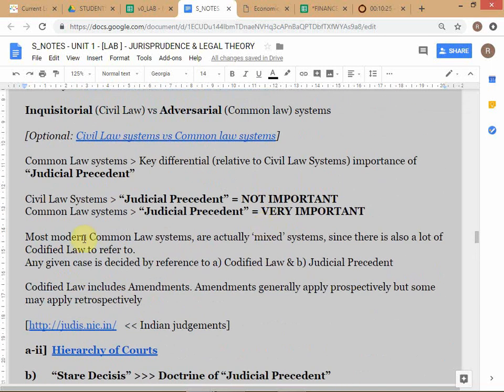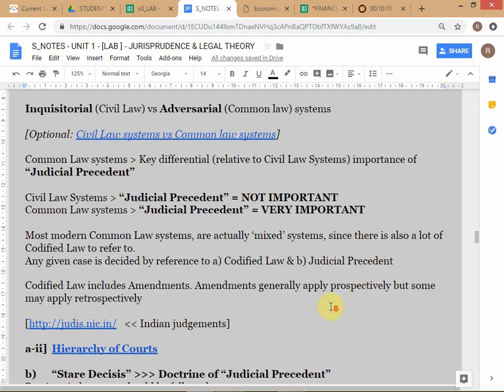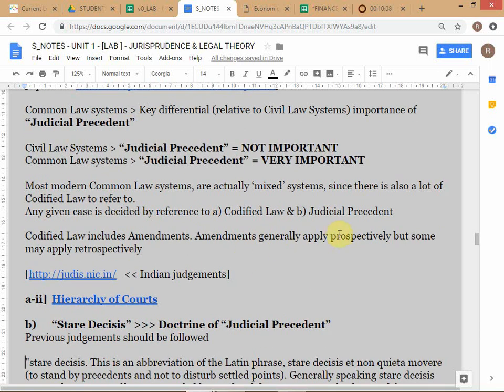So there is a lot of codified law. That's why I said here, any given case is decided by reference to both codified law and judicial precedent in a common law jurisdiction. Codified law includes amendments. Amendments apply. You understand the difference between prospective and retrospective? Which is forward looking and which is backward looking?